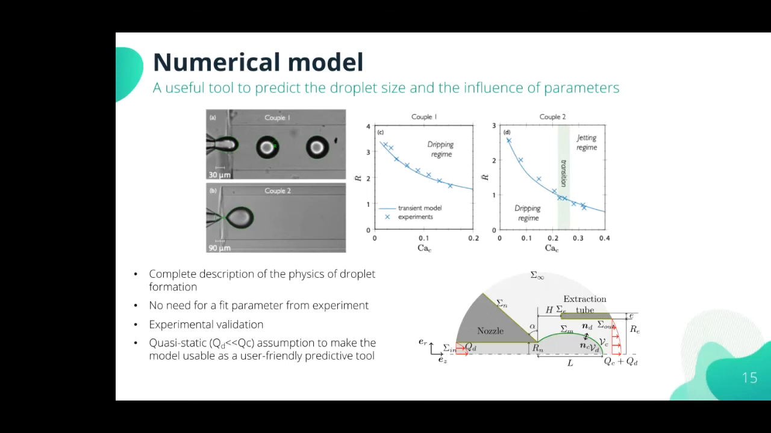The simplifying assumption, called the quasi-static limit, is that QD stays low in comparison to QC. In other words, we assume a low flow rate of the droplet phase. And we demonstrate the validity of this approach to give a good approximation of the actual droplet size. And we then implement it in a useful tool that Benoit Scheidt will now introduce to you.